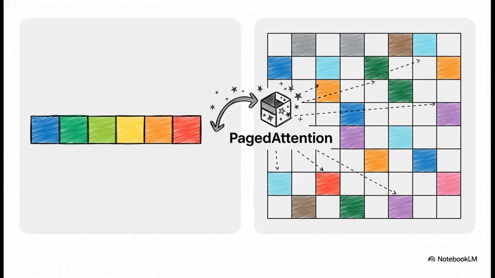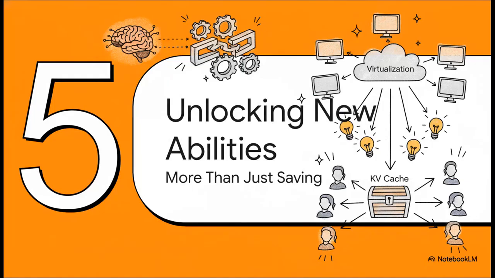And this is where the magic really happens. From the sequence's point of view, the logical view, its memory looks perfectly neat and continuous. But in the physical reality of the GPU memory, PagedAttention can store those blocks wherever there's a free spot. They don't have to be next to each other. This completely eliminates external fragmentation. It's like being able to park that bus by breaking it into car-sized pieces and just fitting them into any spot you can find. But it gets even better.